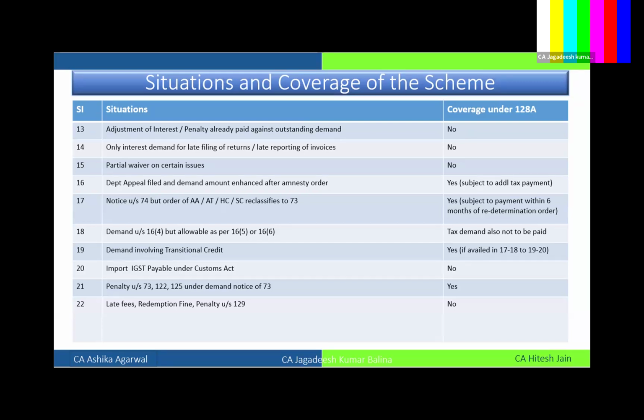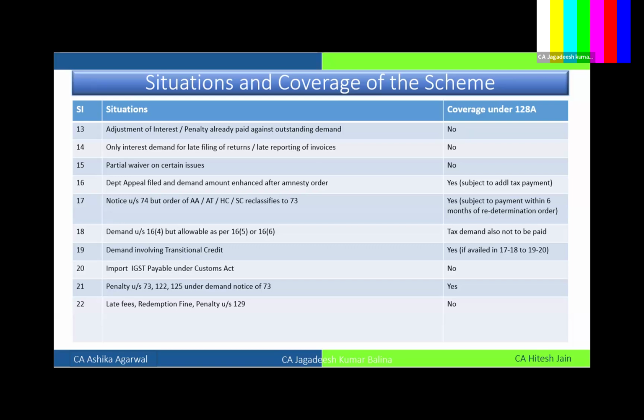Notices under section 74, but the order is reclassified. Actually, the first notice or order is passed under section 74, that is fraudulent cases. Later, it got reclassified to section 73, the redetermination order that we call. In that case also, you can opt for the scheme. For this, you need to pay the tax within 6 months of the redetermination order. Let's say, in order to opt for this scheme, I need to pay the tax on or before 31 March 2025, right? That is the end of this financial year, right?